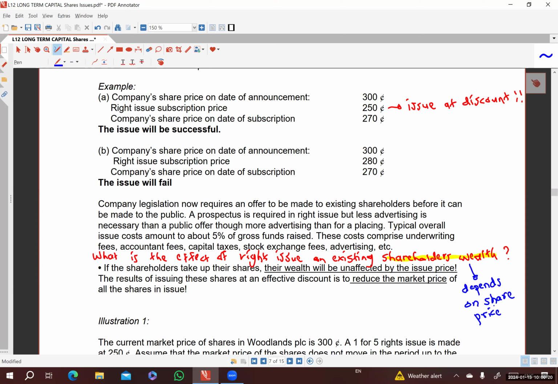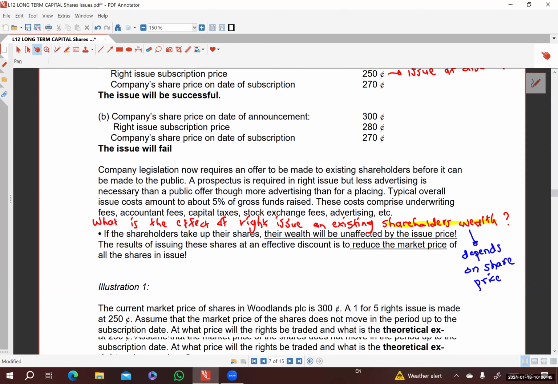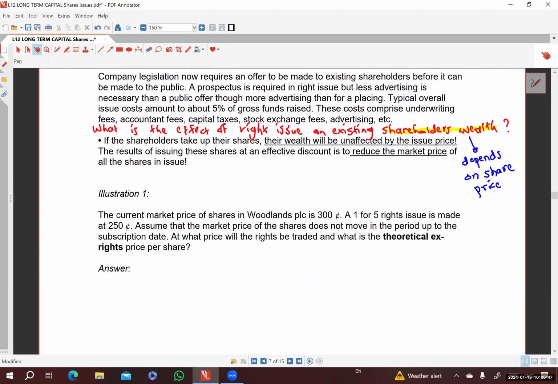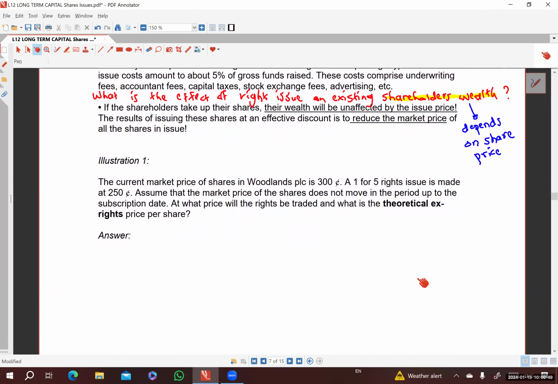So you buy shares in, say, Singapore Airlines. If the Singapore Airlines share price increases, your wealth will increase. So when the question says look at shareholders' wealth, that means you look at share price. Shareholders' wealth means share price. Now, what is the effect of rights issue on existing shareholders' wealth? To answer this question, we need to look at an example, some values to compute.